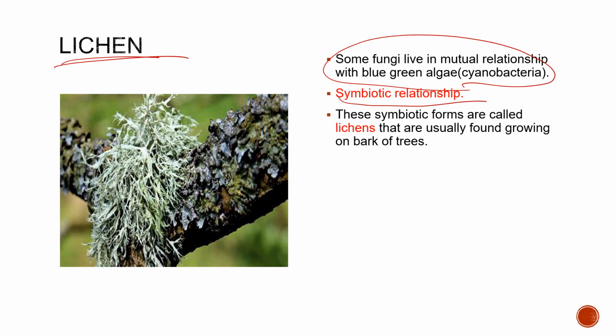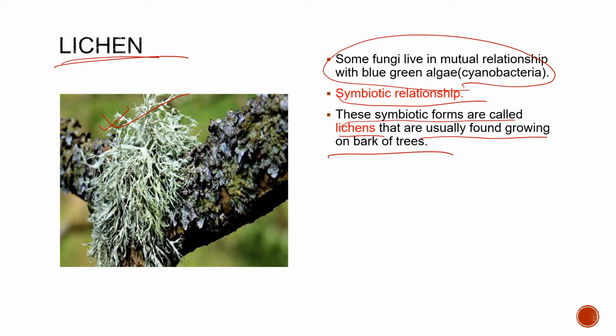These symbiotic forms are called lichens, and they are usually found growing on the bark of trees. You have seen this bark of a tree, and lichens are growing on it, as they have a symbiotic mutual relationship with the blue-green algae, or a cyanobacterium.